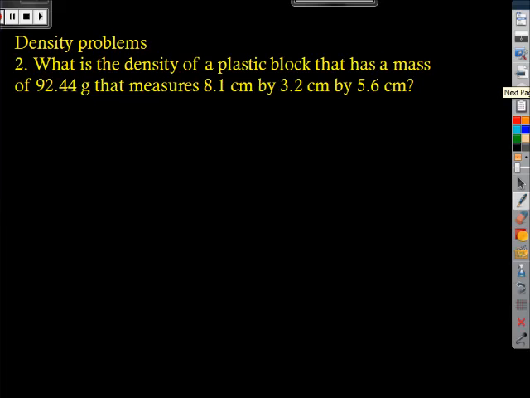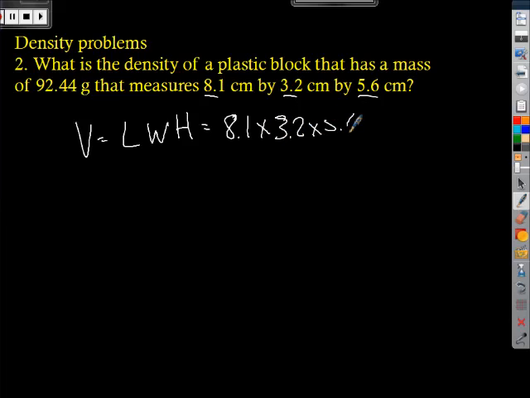A plastic block has the following measurements. So how do I find the density of a plastic block? Well, we know volume is length times width times height. These are all in centimeters. So I'm going to take 8.1 times 3.2 times 5.6, and I get 145 centimeters cubed. See if you can figure out density here. Pause the video and try to find density on your own.